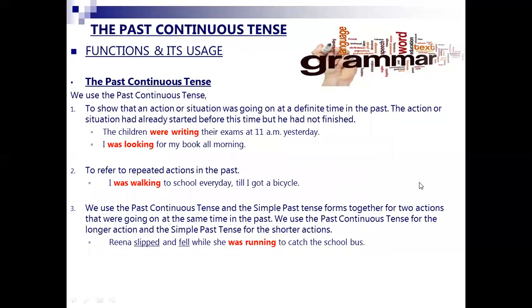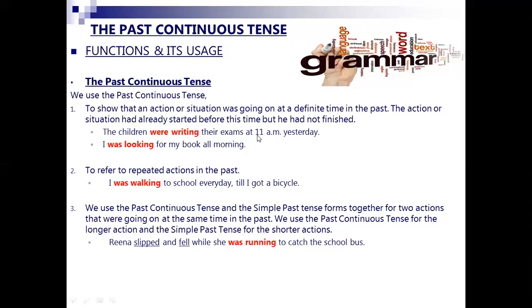Let's move to the next slide. Here we are going to learn functions and usage of past continuous tense. We use the past continuous tense to show that an action or situation was going on at a definite time in the past. The action was going on in the past, but at the definite time. The action or situation had already started before this time, but it had not finished yet. See the examples. The children were writing their exams at 11 a.m. yesterday. So, yesterday the children were writing exams at 11 a.m.